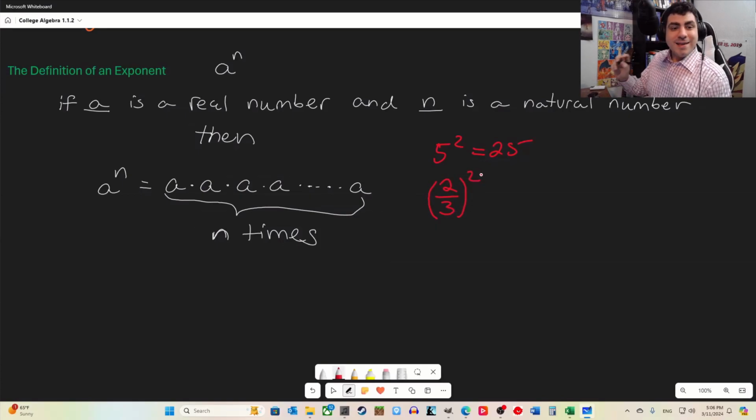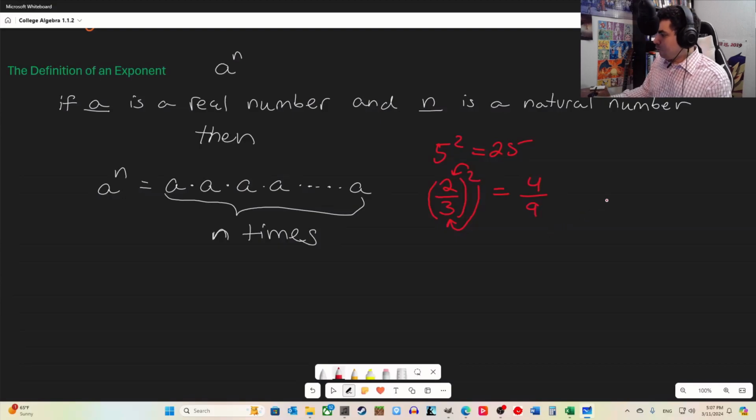squared. Now, notice how the power, the exponent, is outside of the parentheses. That means we have to apply the exponent to both the numerator and the denominator. So 2 over 3 to the second power equals, what is 2 to the second power, 4, and 3 to the second power is 9.